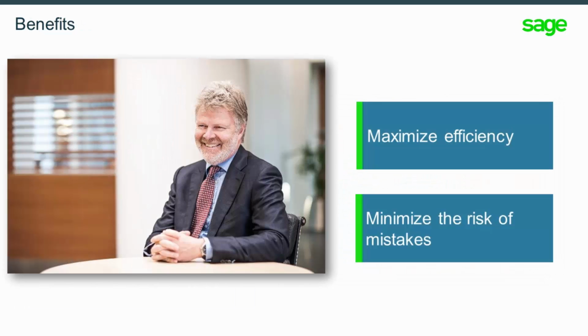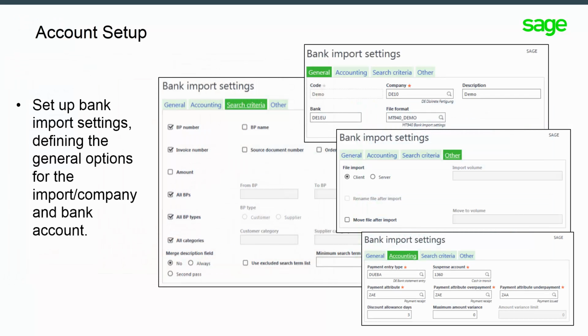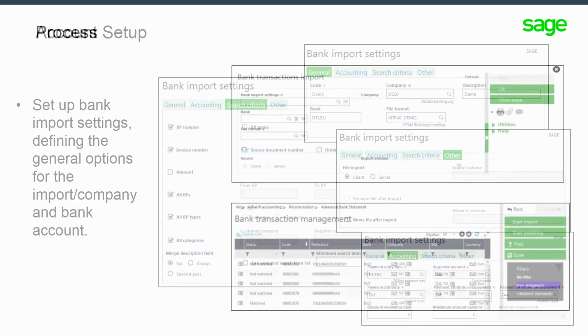By automating manual tasks, the financial department is more efficient and can minimize the risk of mistakes. Here you can set up bank import settings and define the general options for the import company and bank account.